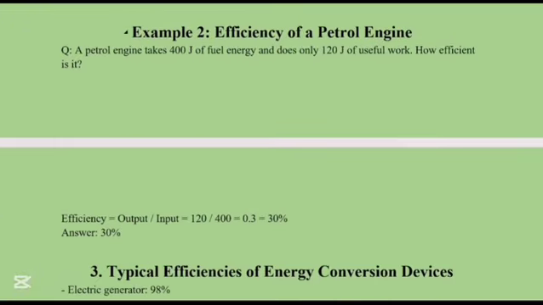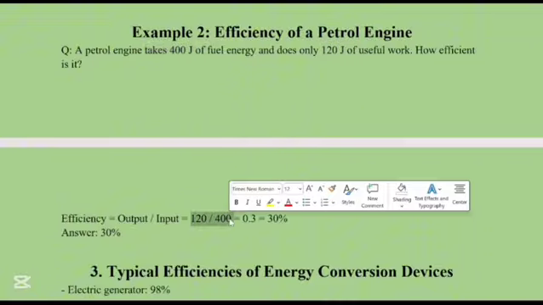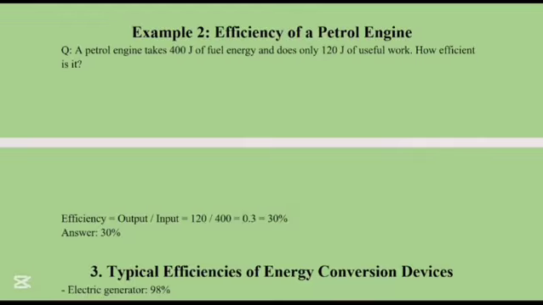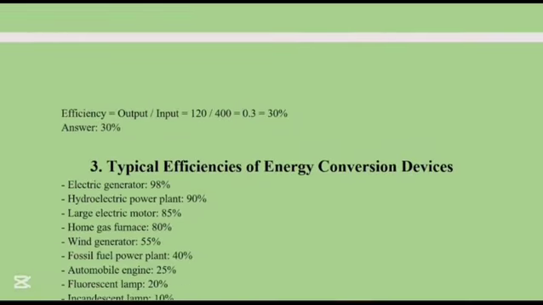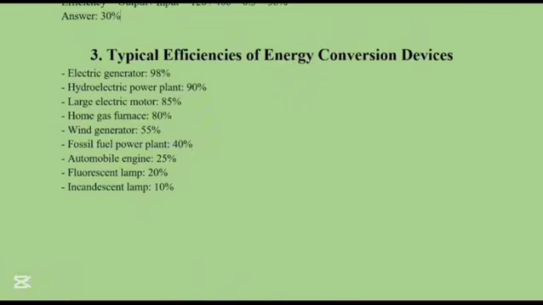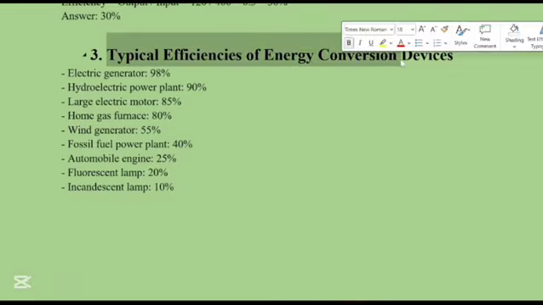Now let's try to find the efficiency of a petrol engine. A petrol engine takes 400 joules of fuel energy and does only 120 joules of useful work. How efficient is it? This means that output will be divided by input. So output is only 120 and input is 400. So 120 divided by 400 results in 0.3. If you multiply 0.3 with 100, this will convert it into the percentage value. So efficiency is 30%.